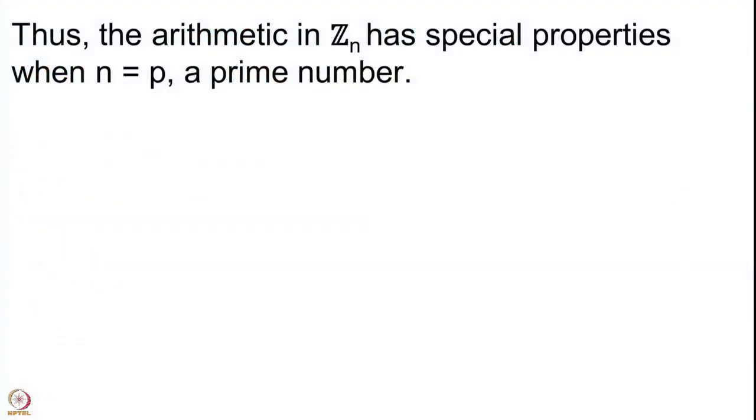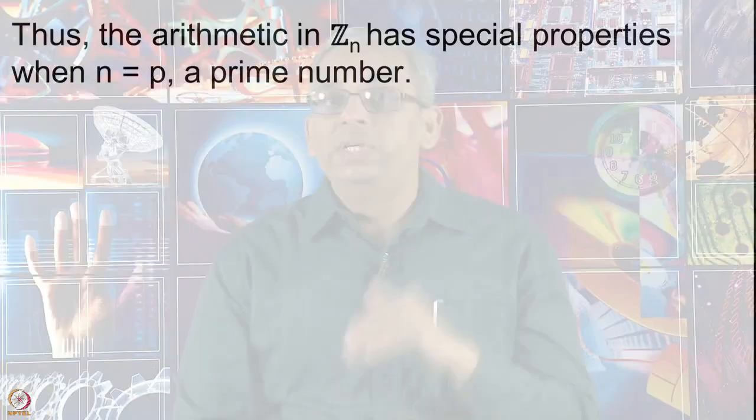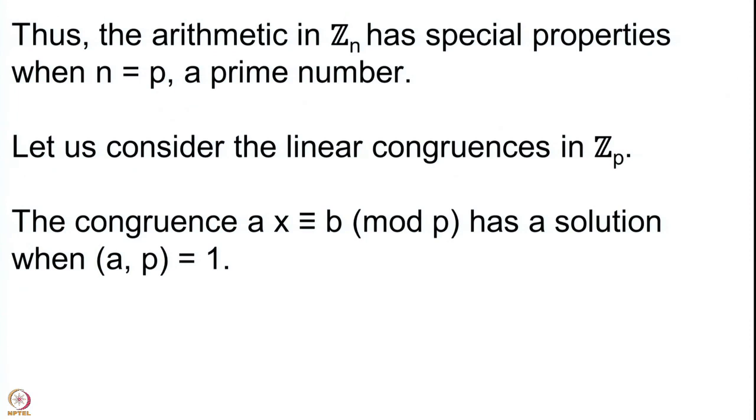So, this tells us that there is something very special which happens when n is a prime number. The arithmetic in Z_p has some special properties compared to the arithmetic in a general Z_n. So, what does it mean? Let us go through these things once again. If you are looking at linear congruences modulo a prime number, then we see that the congruence ax congruent to b mod p has a solution when (a, p) is 1.